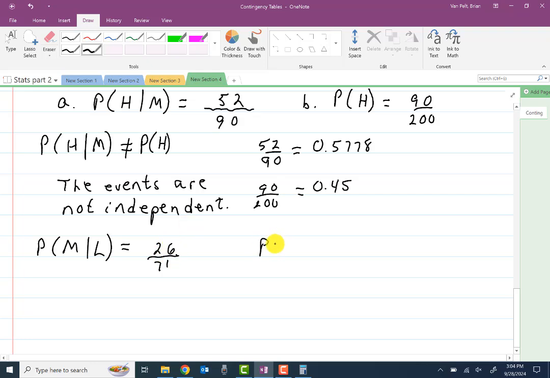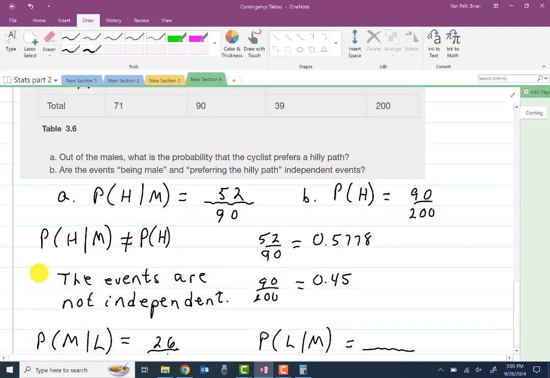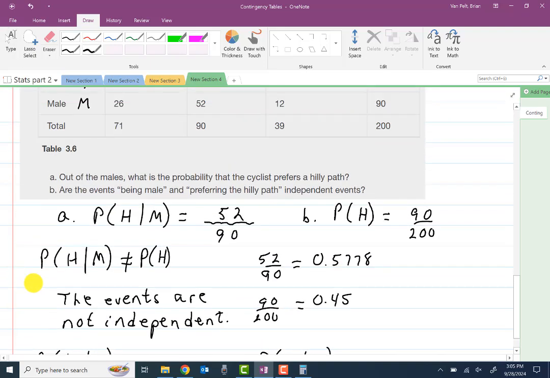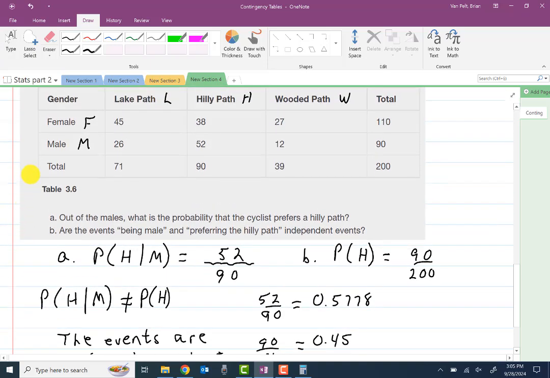Let's turn it around. The probability of L/M. Remember, the numerator is going to be 26 on this, but I'll re-verify it just to make sure. M. How many males did we have? We have 90 males total. Of those males, how many liked the L? That would be 26 of them.